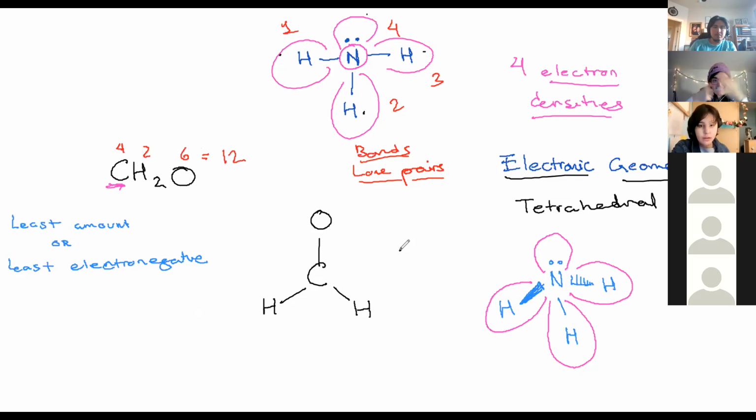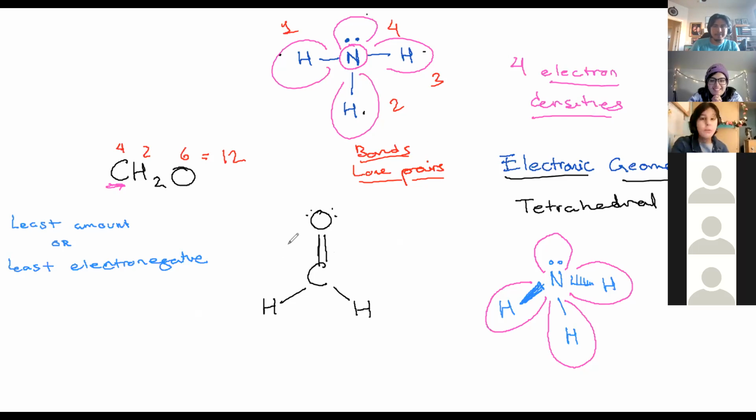6, right? So where are the other ones going to go? On the oxygen, right? So how do we put them on the oxygen? I would put a double bond to carbon and then put 2 lone pairs on oxygen. Right, perfect. So now that we've built CH2O, right?